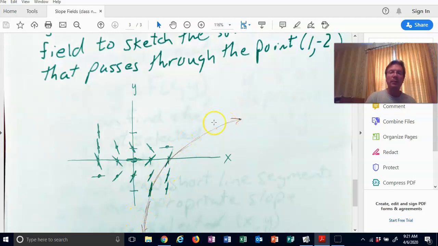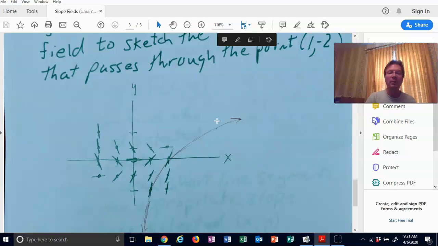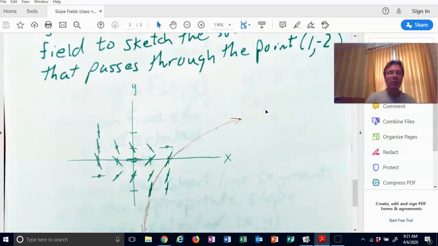So I hope this helps a little bit on slope fields, and if we need to, we'll talk about it a little bit more. All right?